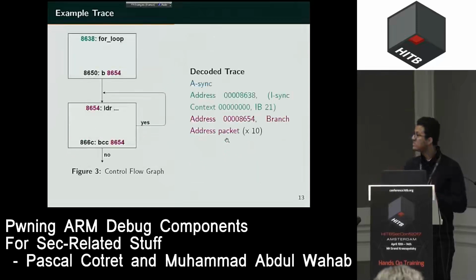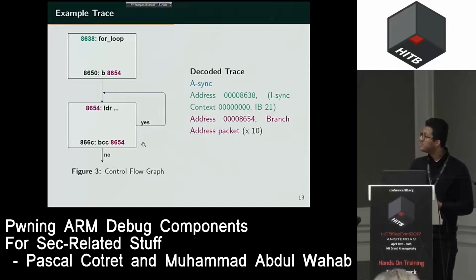If we have another look at the trace and the control flow graph of the application over here, what we find out is that each time we have a trace over here, it means that we have the control flow. By using the decoded trace, we can reconstruct the control flow graph of the application. So we know by looking at the decoded trace that we take this branch 10 times. And then we continued.